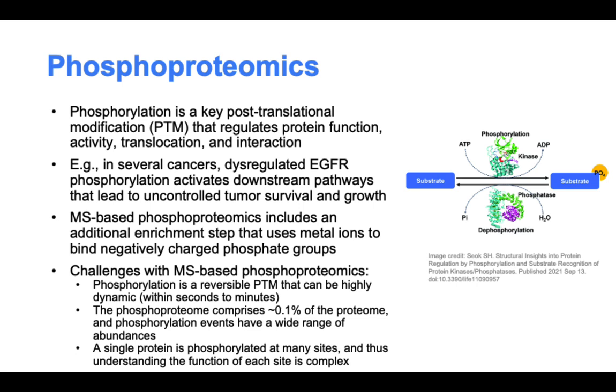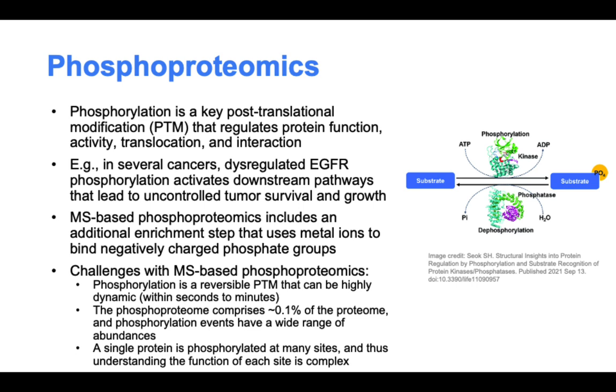And they also come in a wide range of abundances. So there's a lot of very abundant phosphorylation events, and also a huge portion of phosphorylation events that are meaningful but have very low abundance. So with mass spec being an abundance-biased quantification approach, that's definitely a challenge.